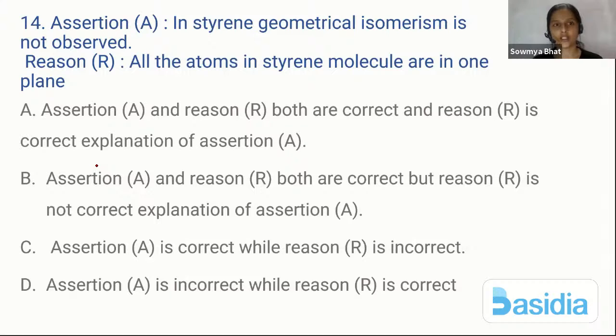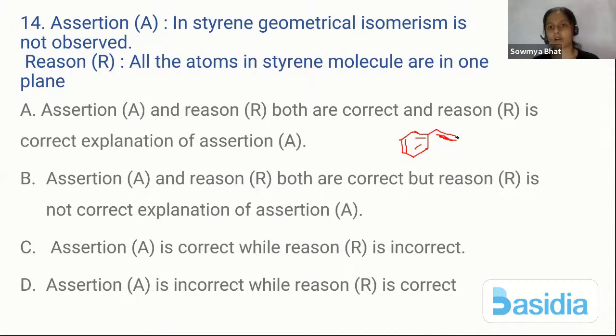We have the assertion here: in styrene, geometrical isomerism is not observed, and the reason is all the atoms in the styrene molecule are in one plane. So when you say styrene, you have to write the structure to get this. So this is a structure of styrene. So here there is a double bond outside.